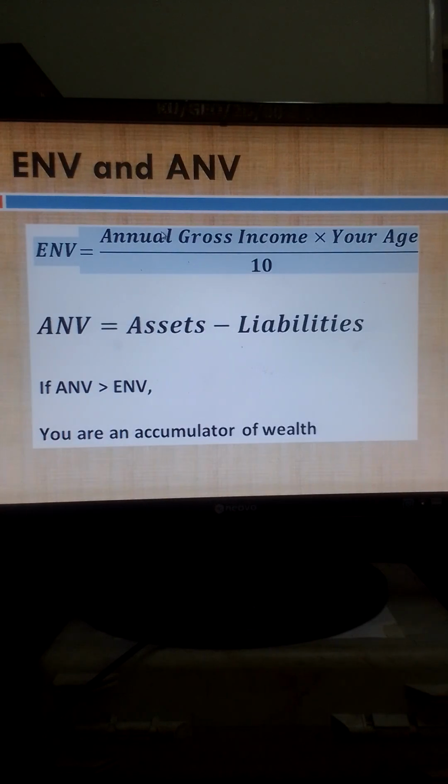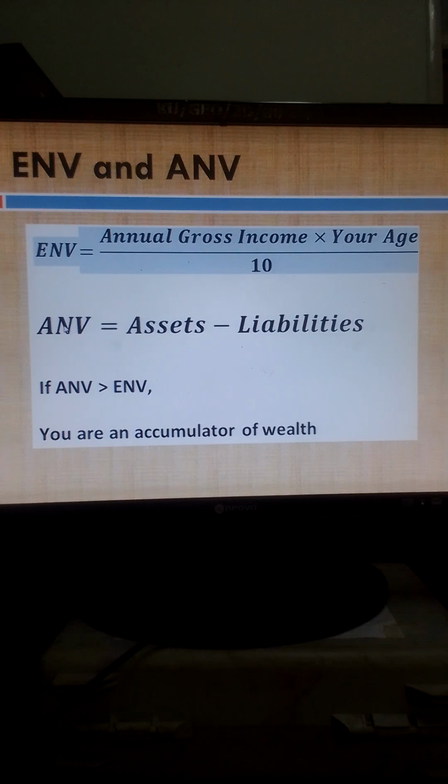Now, your expected net worth or net value is equal to your annual gross income times your age divided by 10. So you take your monthly gross income times 12 to get your annual gross income, then multiply by your age divided by 10. You will get your expected net value.